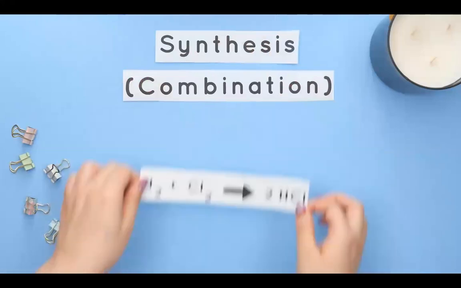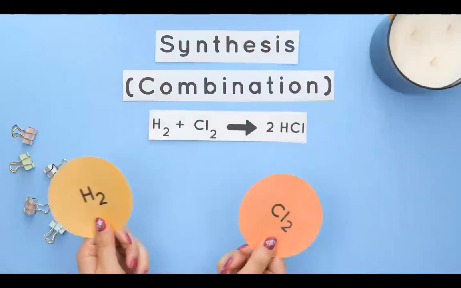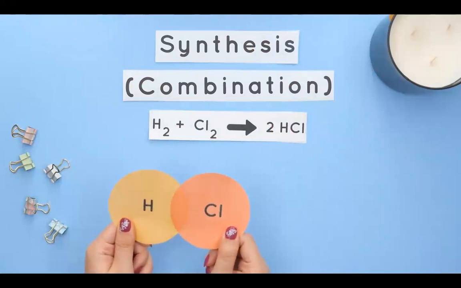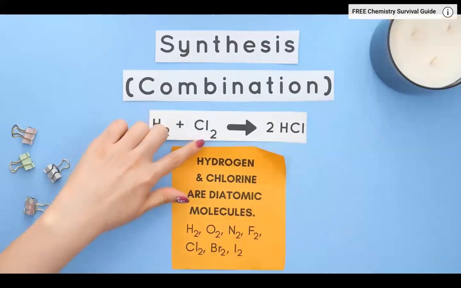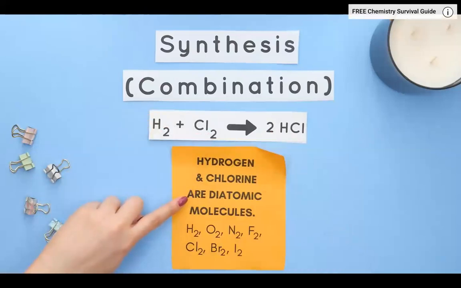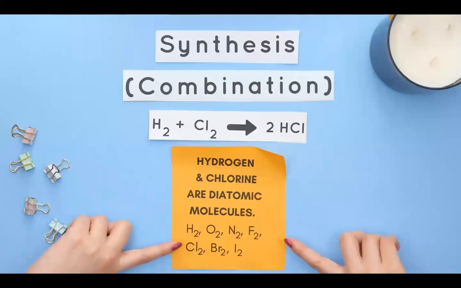The first type of chemical reaction is known as synthesis or combination. Here's an example. In a synthesis reaction, two different reactants combine to form our product. Note, the reason why hydrogen and chlorine have a 2 subscript is because they are known as being diatomic molecules. Diatomic molecules are atoms that exist in pairs. Here is a list of diatomic molecules.